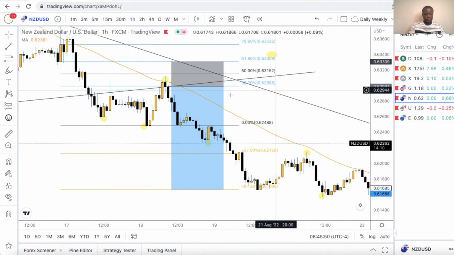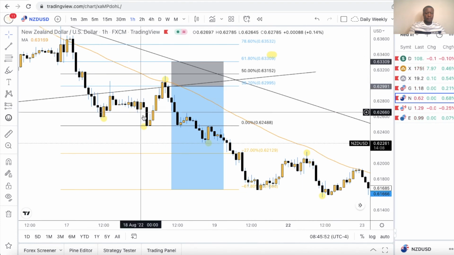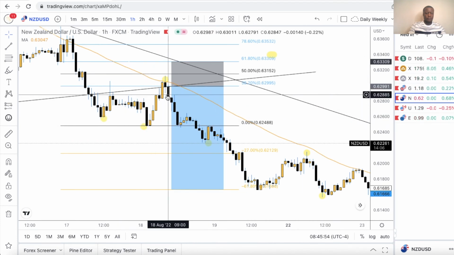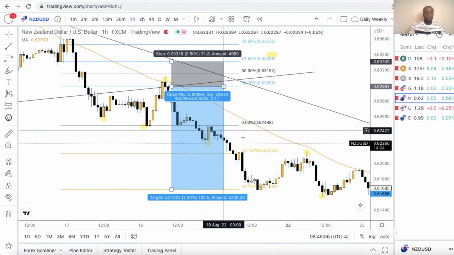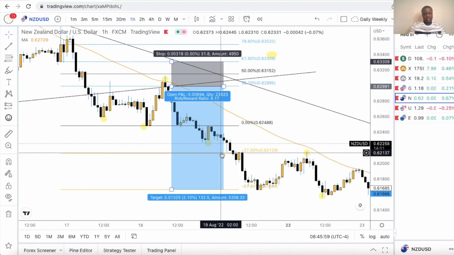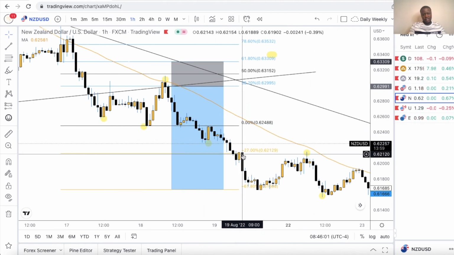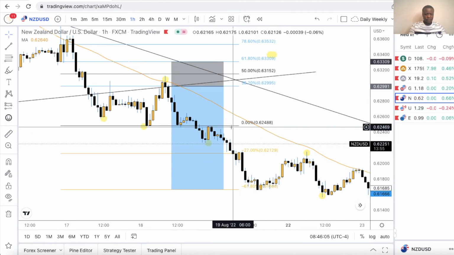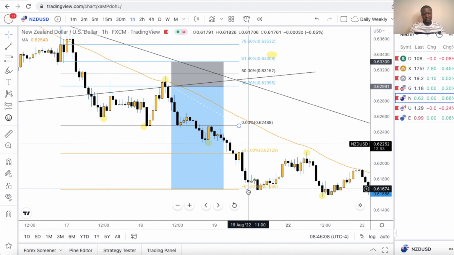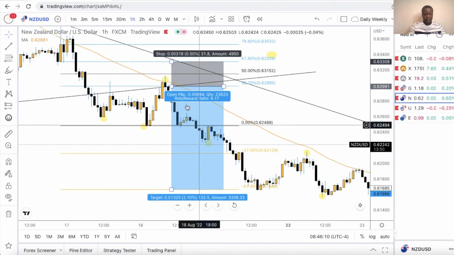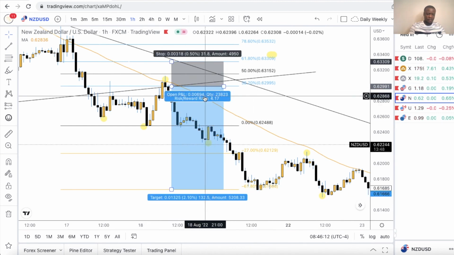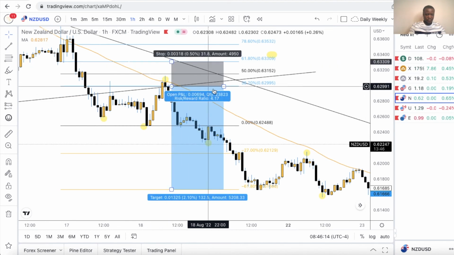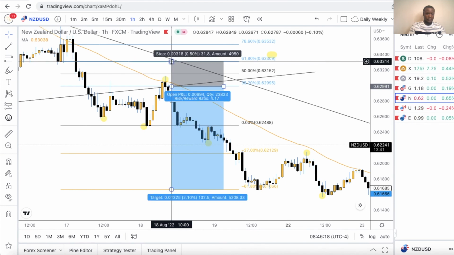That's where you look to exit your trade once it hits one of these extension levels, the -27 and the -61 extension levels. As you can see, it hit the -61 extension level to the T, and our risk to reward is pretty solid. You could say that is 1 to 4, with a 30 pip stop loss.